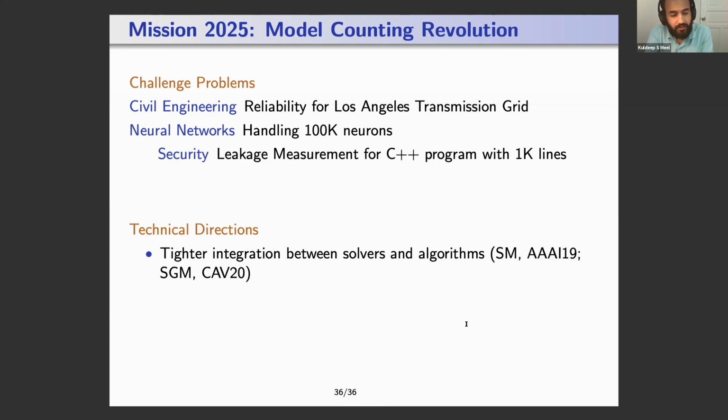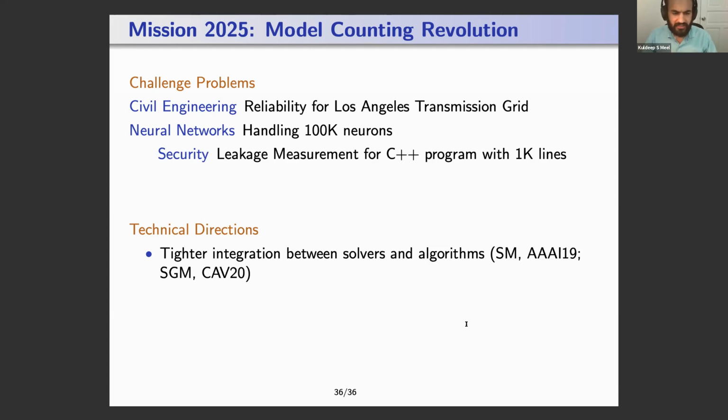As I mentioned, getting there is going to require ideas from different technical fields. And let me sketch some of the ideas that I think are going to be crucial. First is at the level of systems. We need to do a tighter integration between solvers and algorithms. The entire algorithmic framework is making use of the SAT solver, but these are not regular calls. We know there's a structure in these calls, and we need to work on getting a tighter integration.